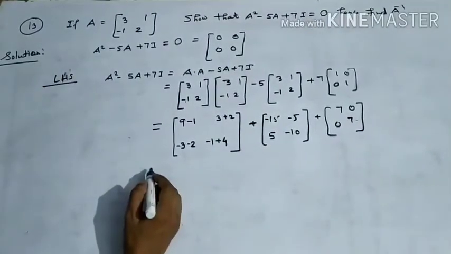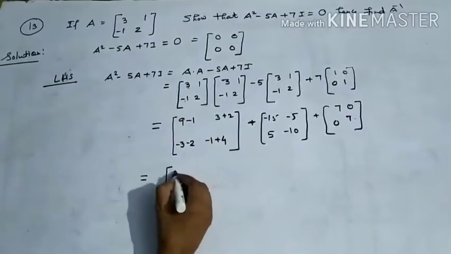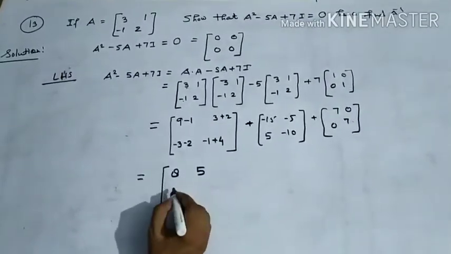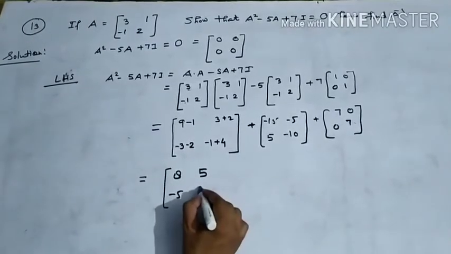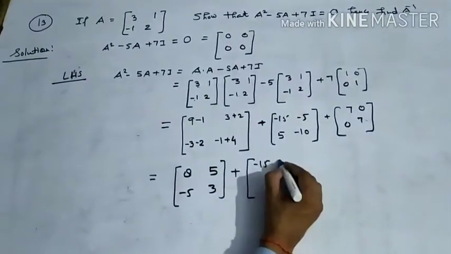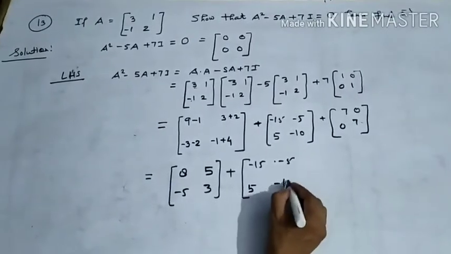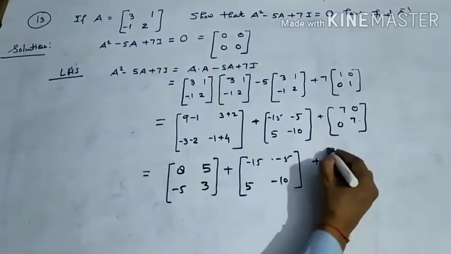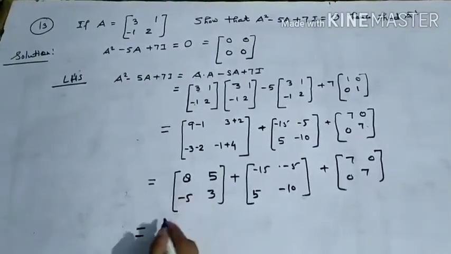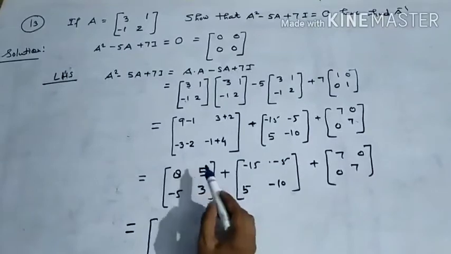Now after this, you have to see, this is equal to: here this is the 8, here the 5, and here the minus 5, and here the 3, here plus minus 15, minus 5, then the 5, here minus 10, and then 7007. So this is equal to, here you have to see the order of all three matrices is the same, so we can add corresponding elements.